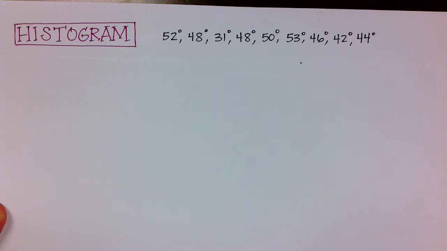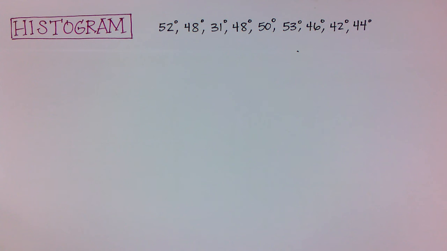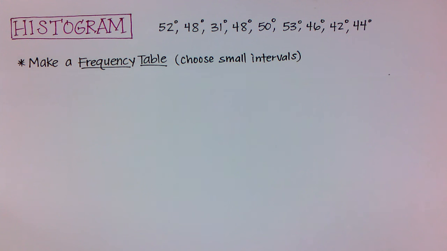It is called a histogram. So for a histogram, you need your data again, and you don't need to copy this down every single time. You have it on your paper. So I have all of our temperatures again. When you make a histogram, the first thing that you need to do is you need to make a frequency table. And I just put in parentheses to choose small intervals.